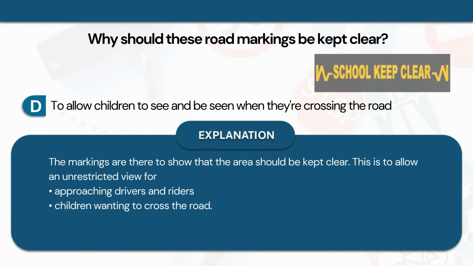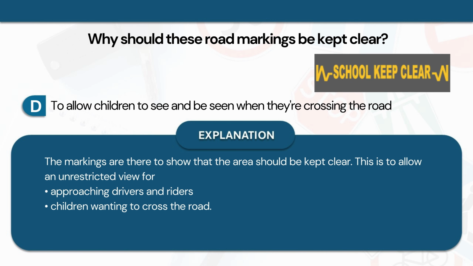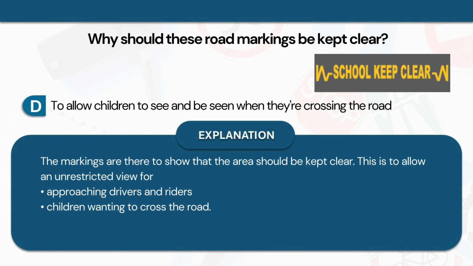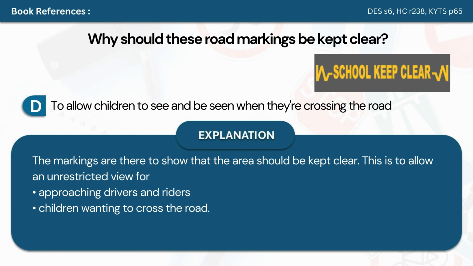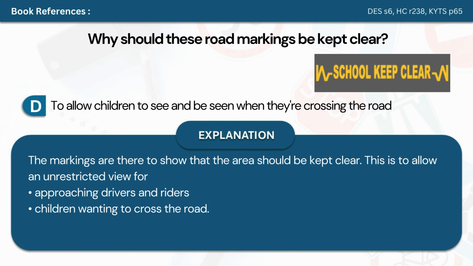The markings are there to show that the area should be kept clear. This is to allow an unrestricted view for approaching drivers and riders, and for children wanting to cross the road.